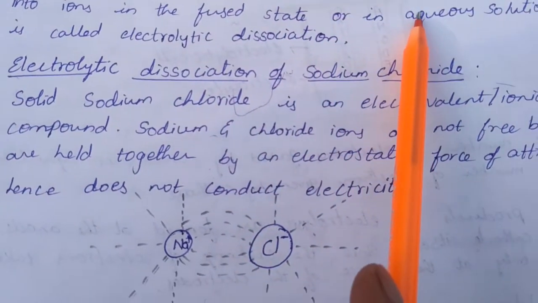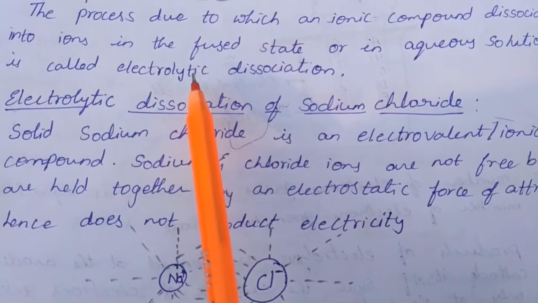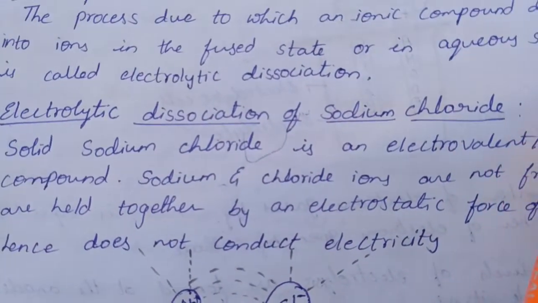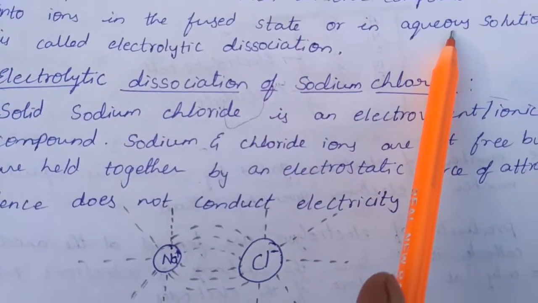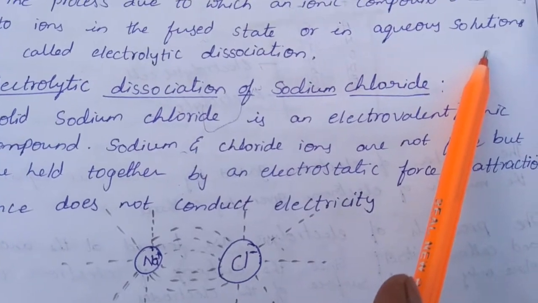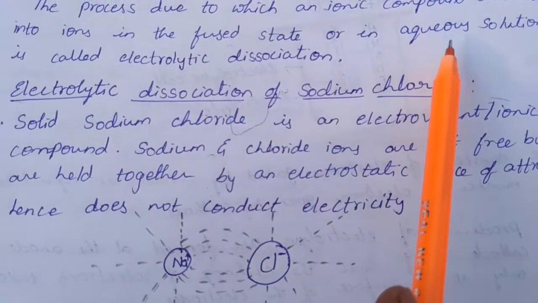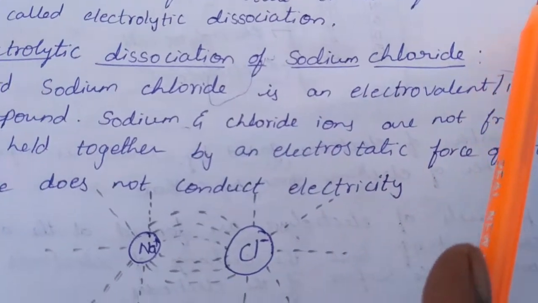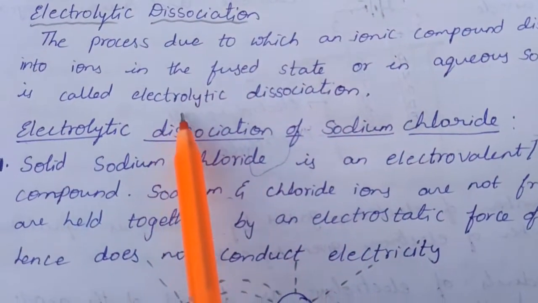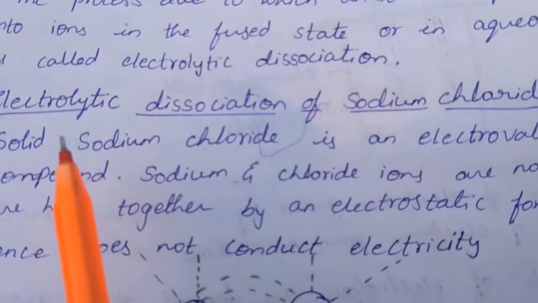In ionic compounds, the ions will dissociate in the fused state or in aqueous solution. If it is in solid state, it will be in the form of the solid substance itself. The dissociation will not take place. But if it is in the fused state or in aqueous solution only, it dissociates into ions, and this process is called electrolytic dissociation.